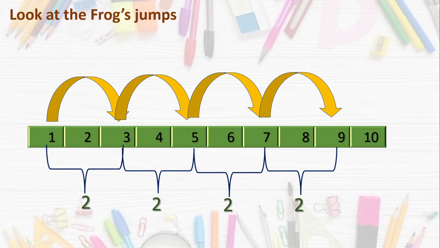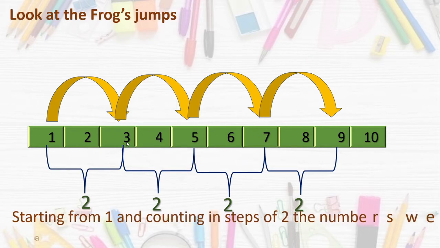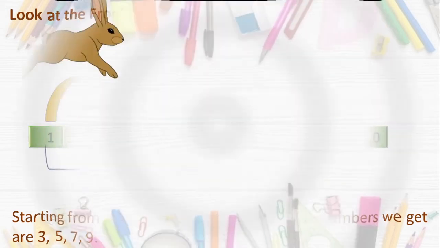Right? Here, because of this frog's jumps, we got the numbers 3, 5, 7 and 9, as the frog jumped in steps of 2. Got this? Means that each number has a difference of 2, right? That is 3, 5, 7, 9, etc. What is the difference? 2, right?